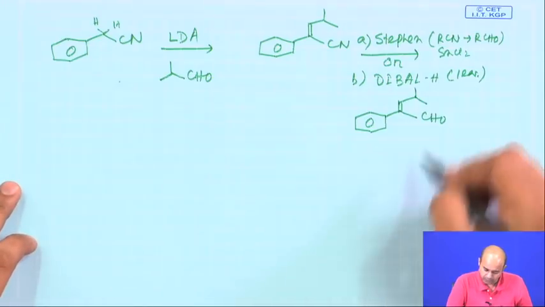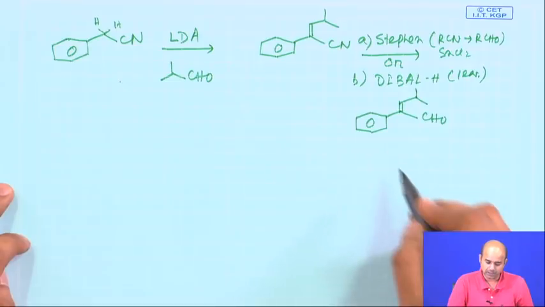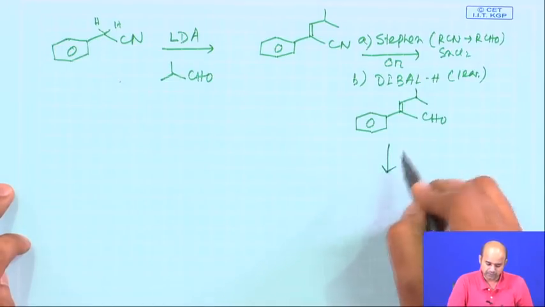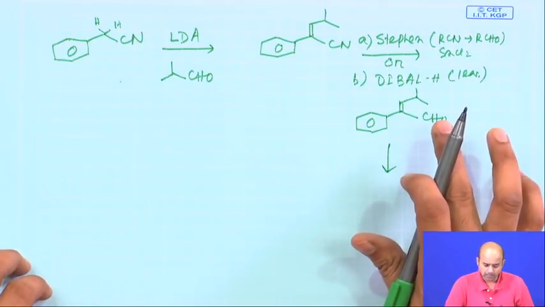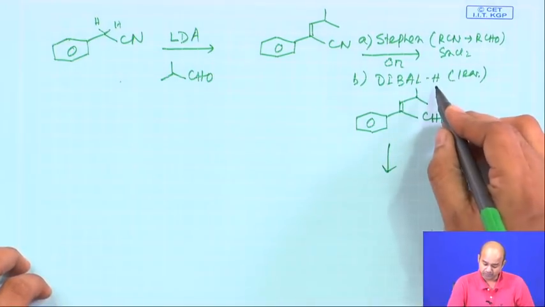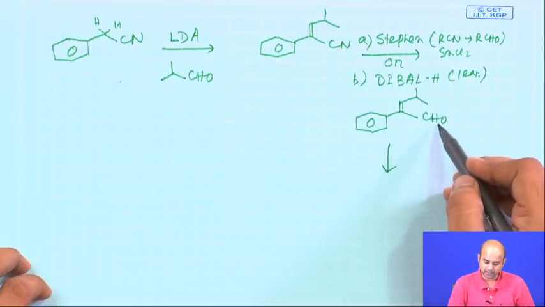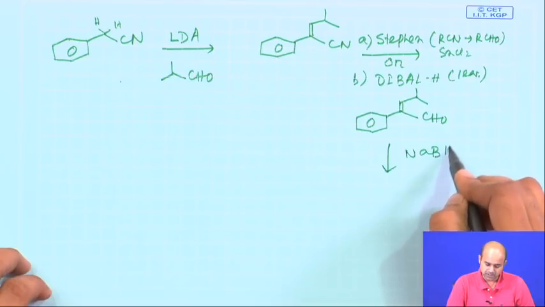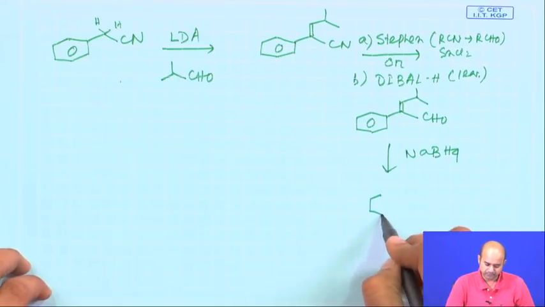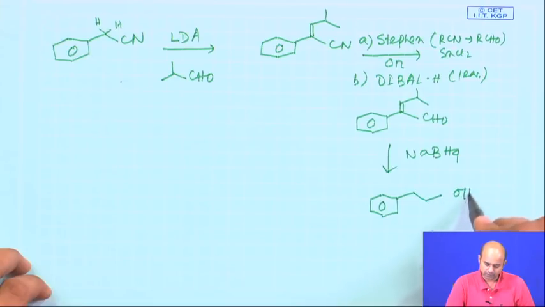Otherwise, you can use excess DIBAL to get the primary alcohol, because in our synthetic exercises we need primary alcohols. Nevertheless, DIBAL is very expensive. So, what do you do? You use one equivalent of DIBAL to get the aldehyde, then you use a cheap reagent, sodium borohydride, to access these allylic alcohols.